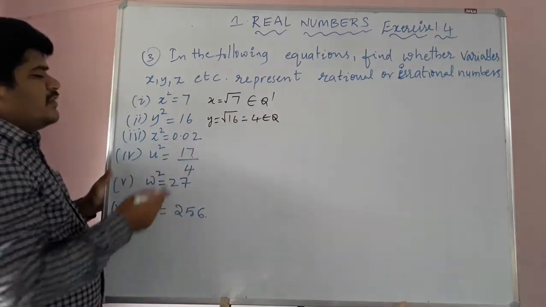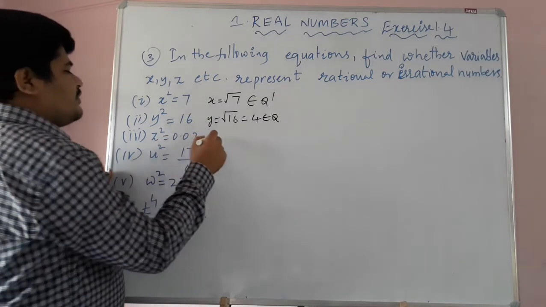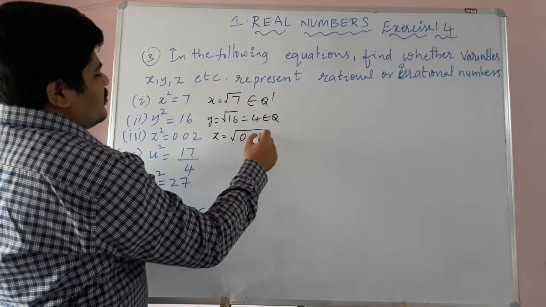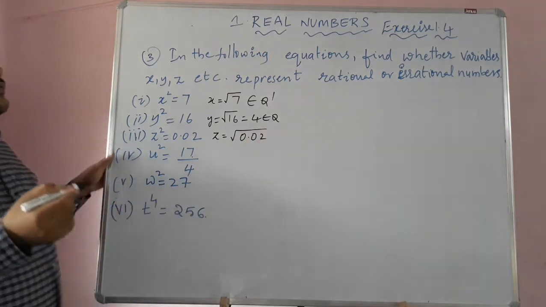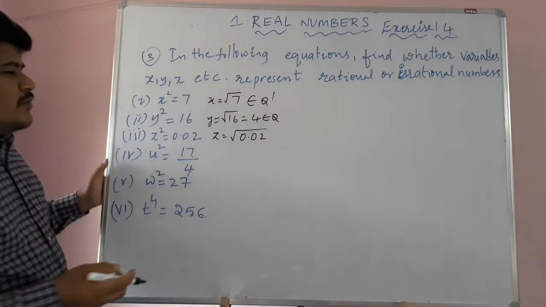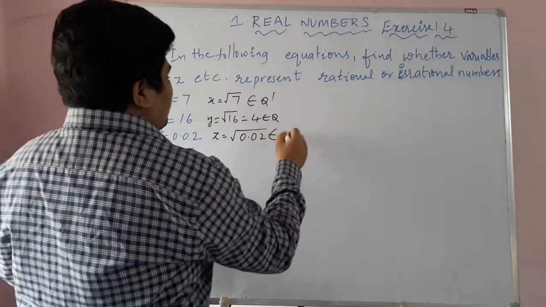And z square is equal to 0.02. So z is equal to under root of 0.02. We can't express 0.02 as the square of another number. So this is an irrational number.